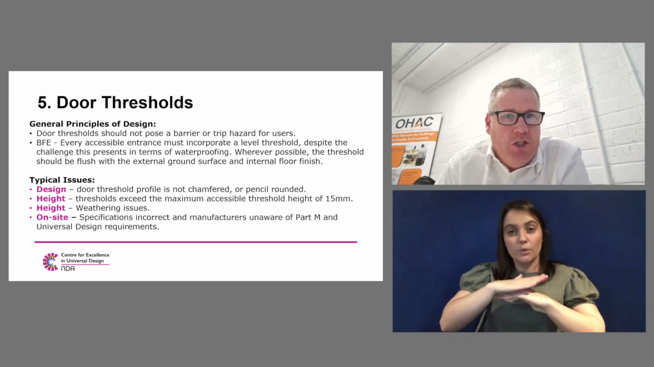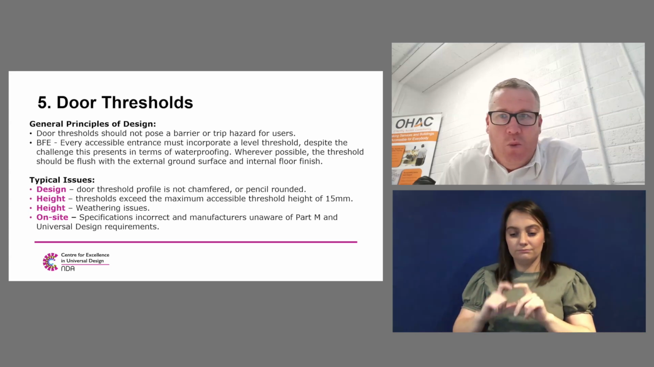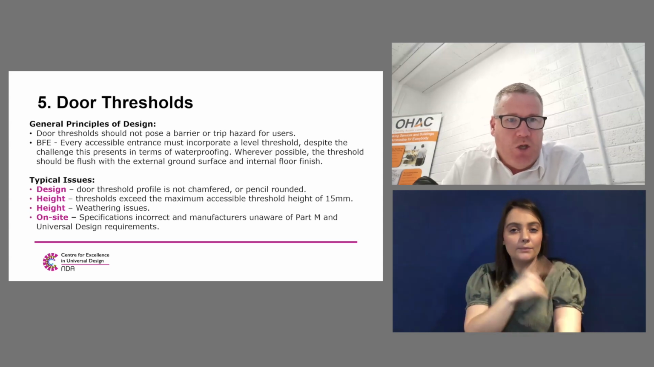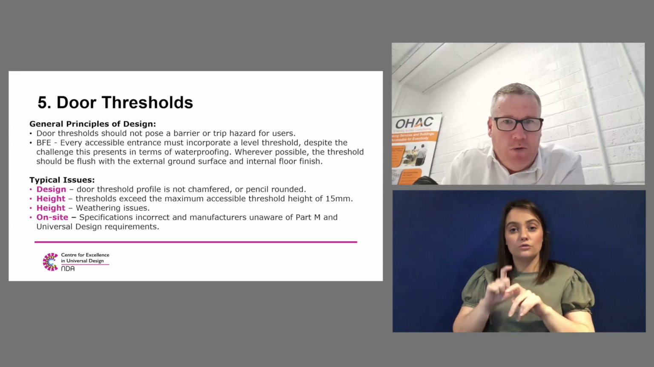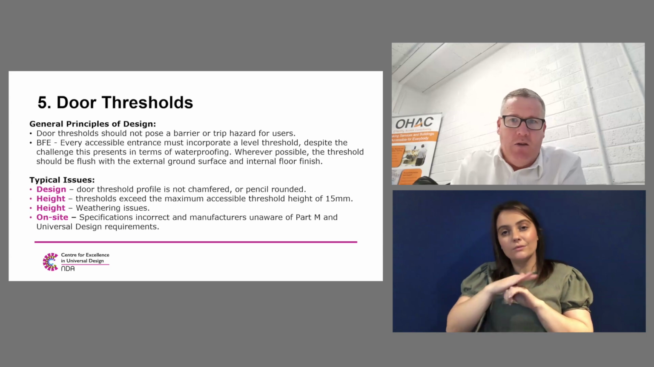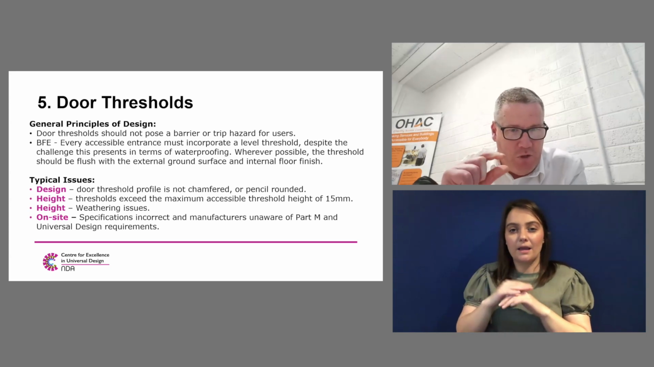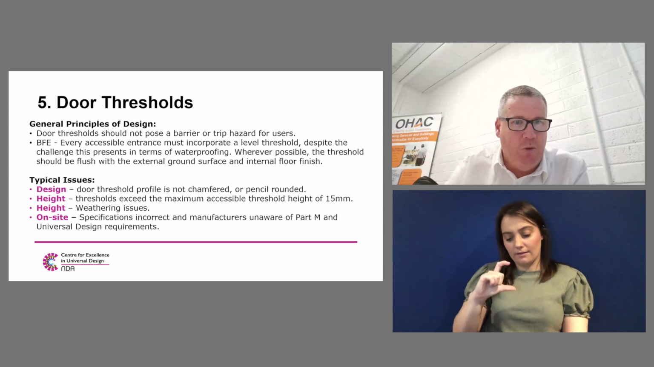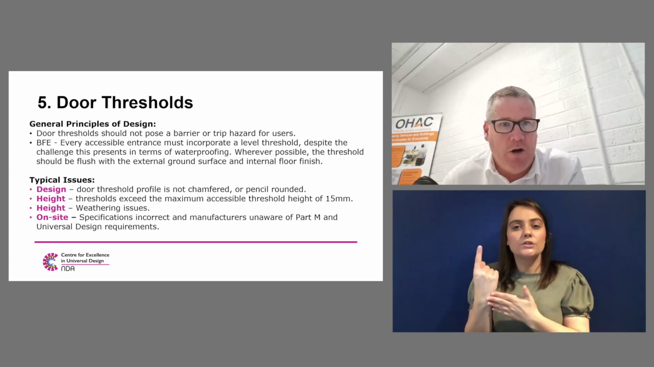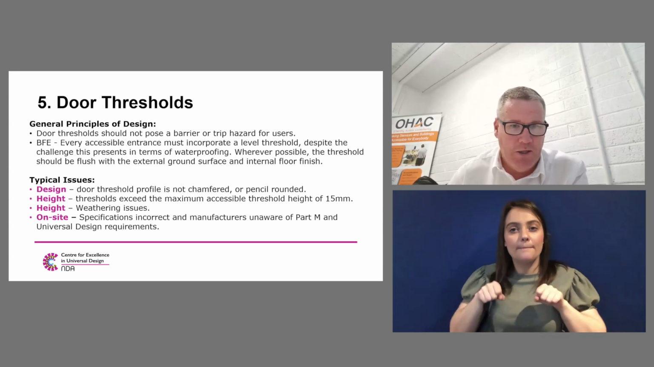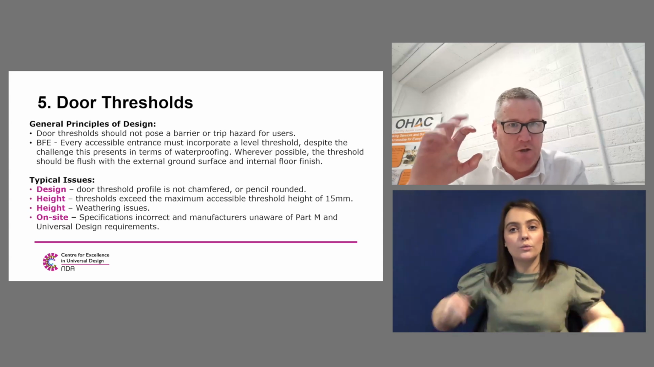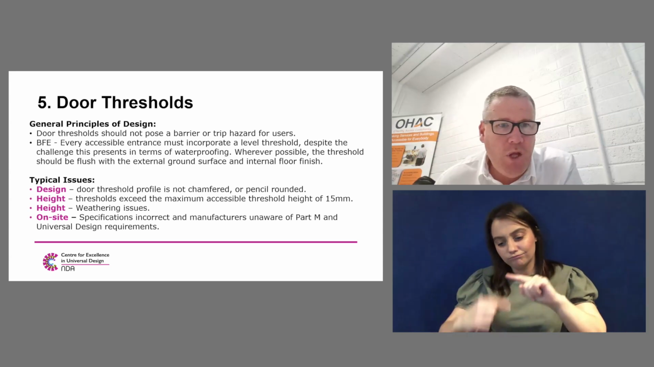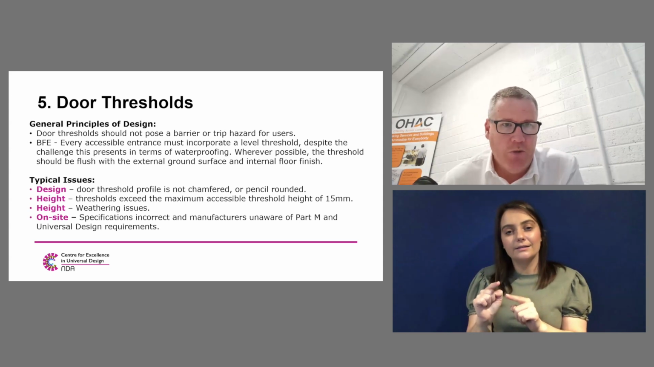So again, some design issues that we find on site is that thresholds are being installed, but the thresholds aren't chamfered or have rounded edges. Anything above 12 or even 10 millimeters can present a barrier or a challenge for someone in a powered wheelchair or in a manual wheelchair, because remember, the wheels on the front of the wheelchair may be small, so they can become a possible trip issue.